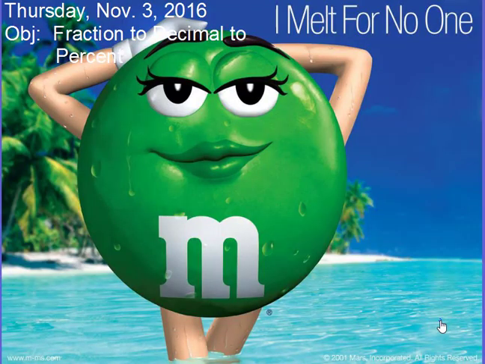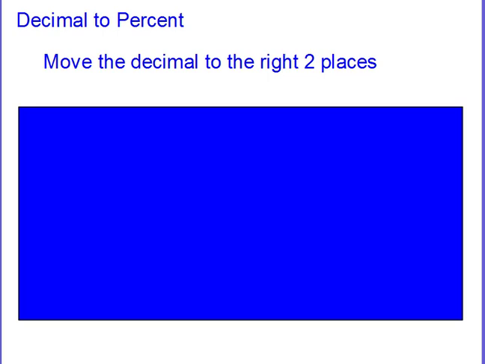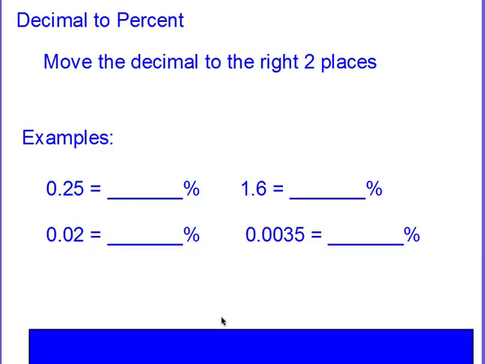Okay, class, in this lesson, we're going to look at changing fractions to decimals to percents. But this one's going to be the short lesson. Okay? So what we're going to look at today is how do I change a decimal to a percent? Well, what you need to remember is all you have to do is move the decimal to the right 2 places. Let's see if we can do a couple of questions like that.